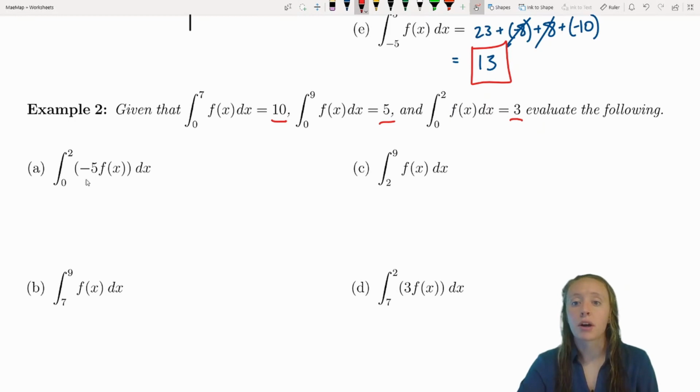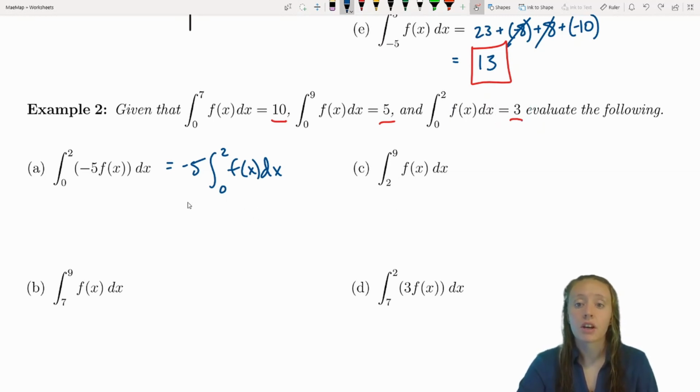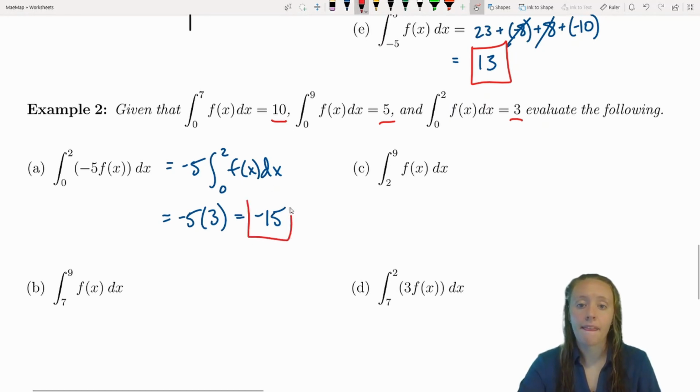Starting off in part A, I have a -5 within my integral, so I'm going to rewrite this, pulling the -5 out in front. So this is going to be -5 times my integral of f of x dx from 0 to 2. 0 to 2 was given. Remember, 0 to 2 is 3. So this is going to be -5 times 3, which gives me a -15 in part A.